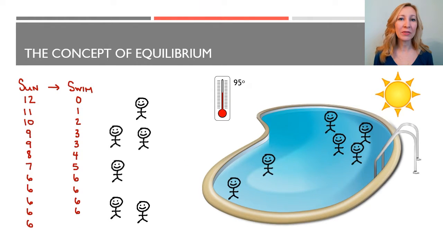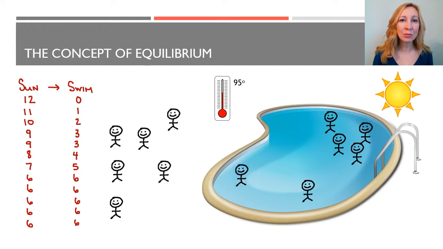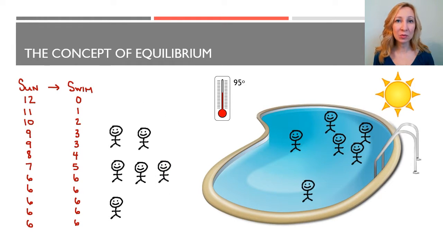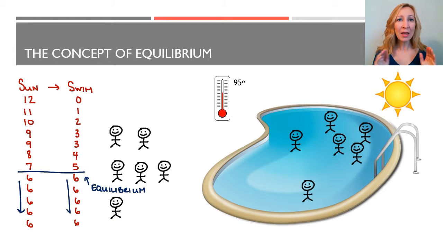And what we're left with is a pattern of equal amounts of sunbathers as we move down and equal amounts of swimmers as we move down. But the reaction is still taking place. There's still movement happening. The reaction didn't stop. Now, that line where everything below it remains equal, the quantities remain equal, that line represents the beginning of equilibrium. So the amount of reactants stays the same, and the amount of products stays the same.